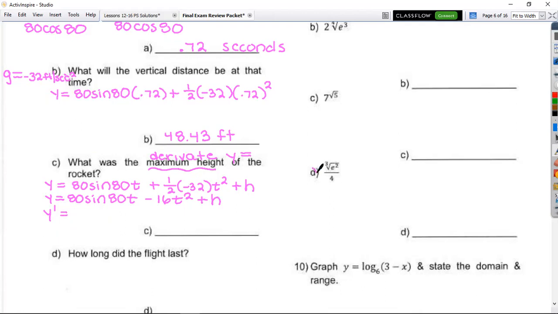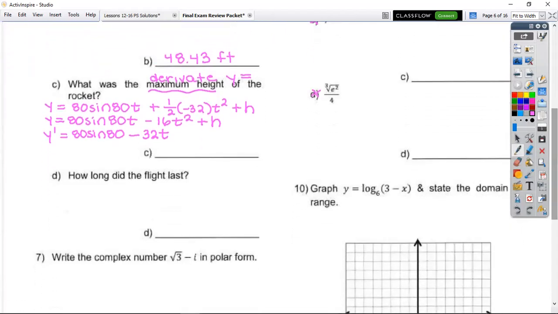And you can cross off these problems as well, so feel free to use that space if it helps. So the derivative of 80 sine 80t is just the coefficient in the front. So this is just 80 sine 80. So you just take the front part. Second part, the 2 comes down in front, gets multiplied by 16. So this is negative 32t. And the derivative of any constant is just 0. So now what I'm going to do is set this equal to 0 and solve for t.